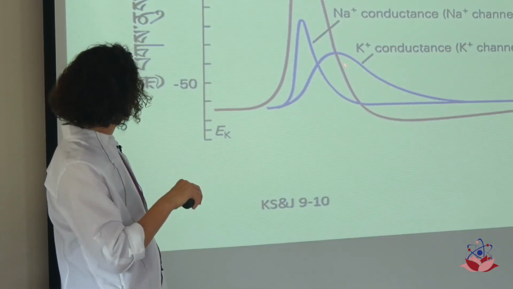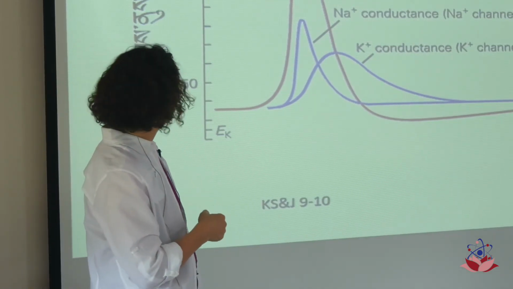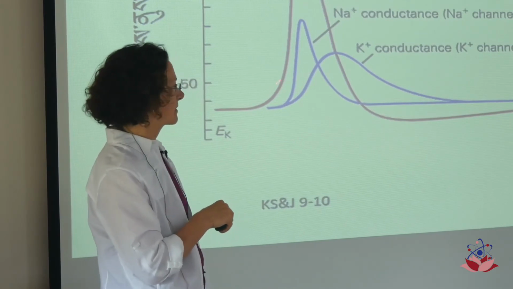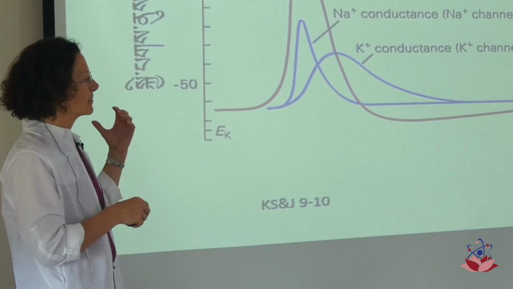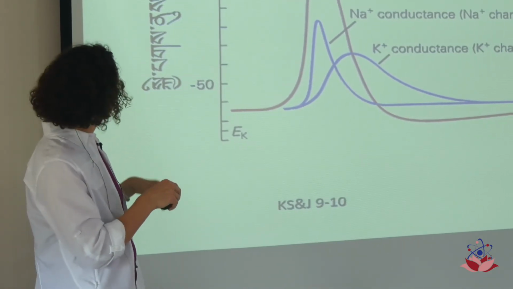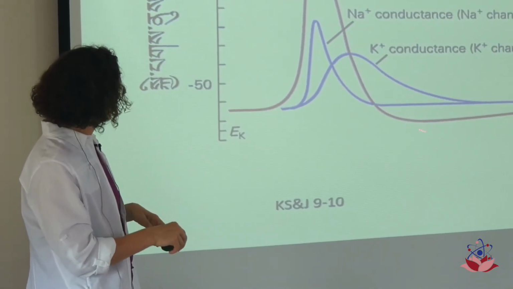And then another population of channels opens, the potassium channel opens, and that allows potassium to flow out, and then we'll get a repolarization of the cell.